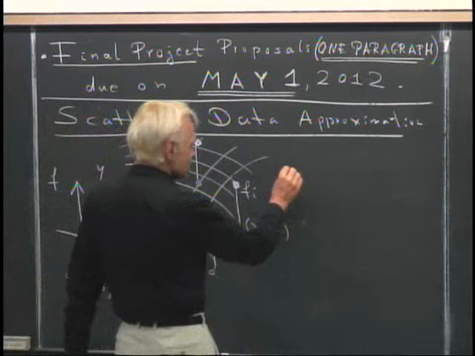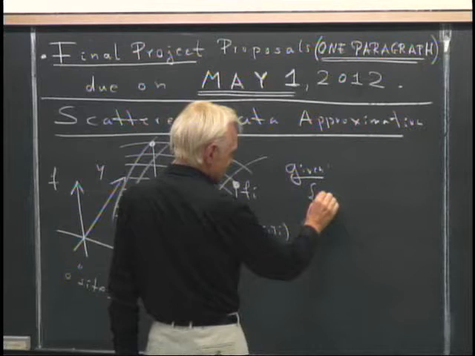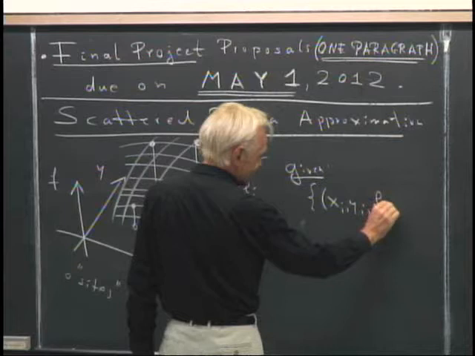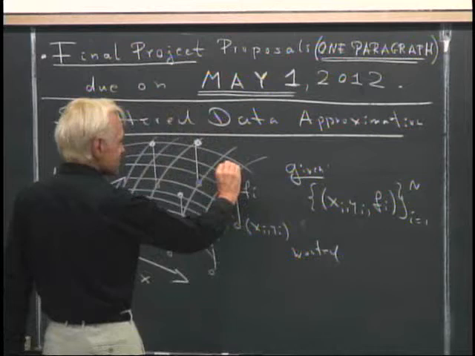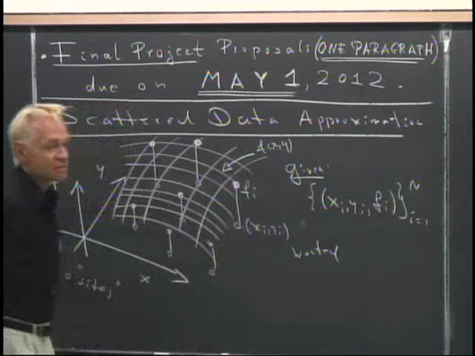So what's given? Given is just this finite set of sample data, xi, yi, and dependent function value, fi, and you have n of these guys. And what is wanted? One is this function f of x, y, which I represent by this curved creature.